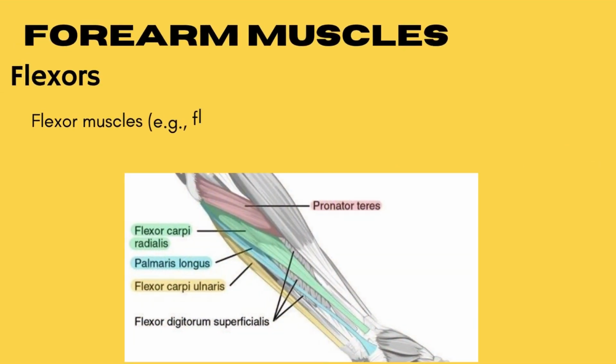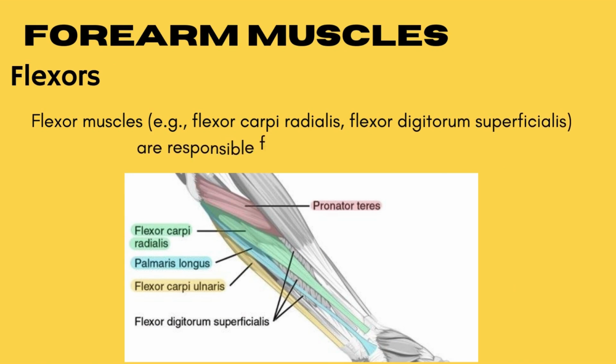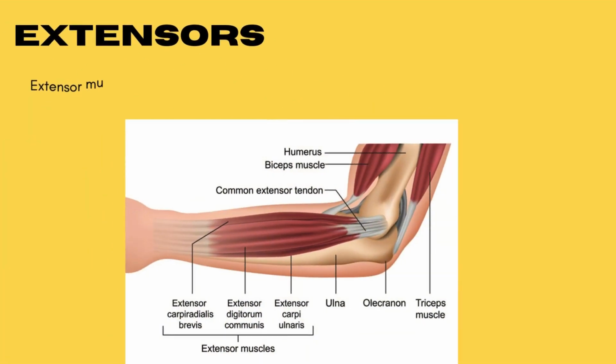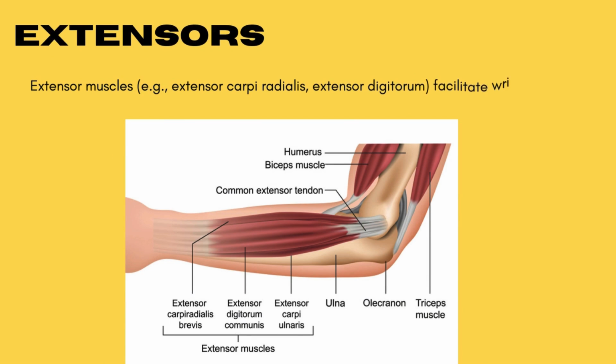elbow joint. Forearm muscles. Flexors. Flexor muscles, e.g., flexor carpi radialis, flexor digitorum superficialis, are responsible for wrist and finger flexion. Extensors. Extensor muscles, e.g., extensor carpi radialis, extensor digitorum, facilitate wrist and finger extension.